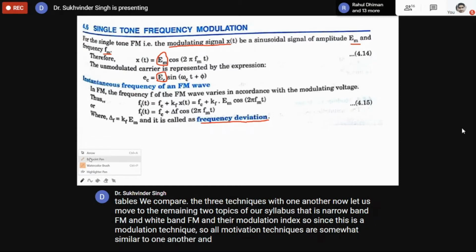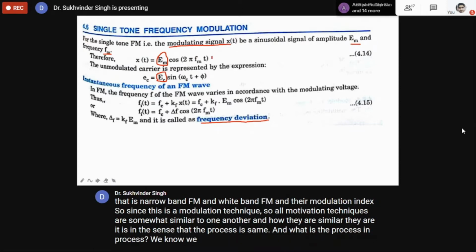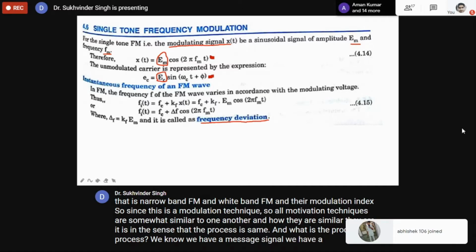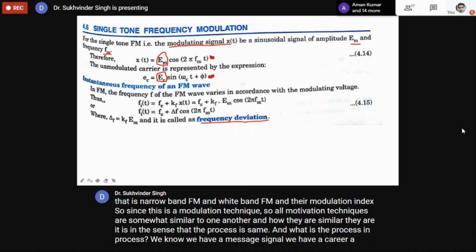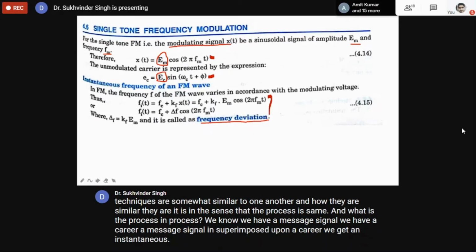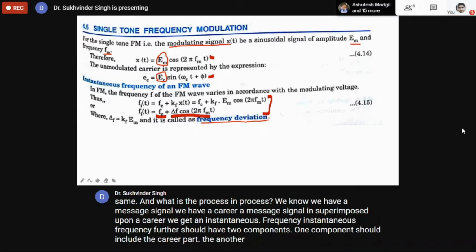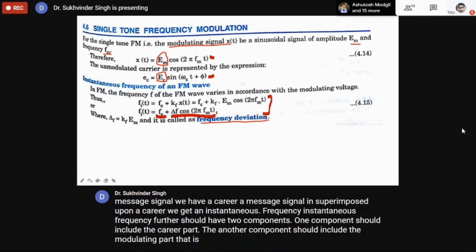Since this is a modulation technique, all modulation techniques are somewhat similar to one another, in the sense that the process is the same. And what is the process? We have a message signal and a carrier; the message signal is superimposed upon the carrier, and we get an instantaneous frequency. The instantaneous frequency has two components. One component includes the carrier part, the other includes the modulating part, that is the modulating signal.